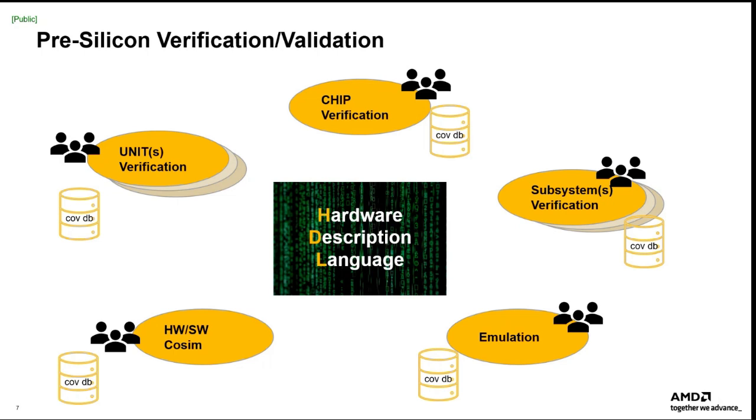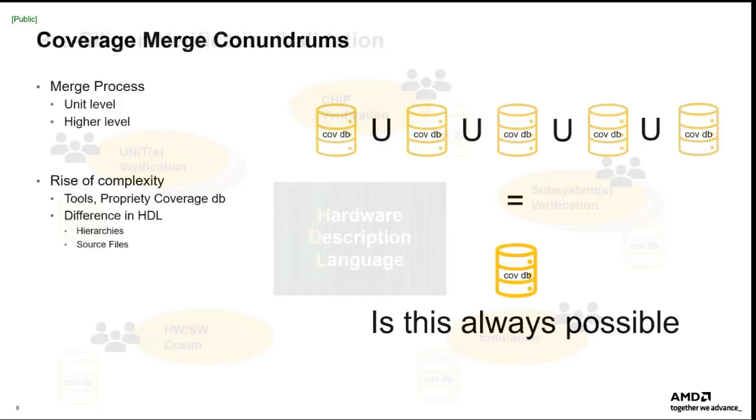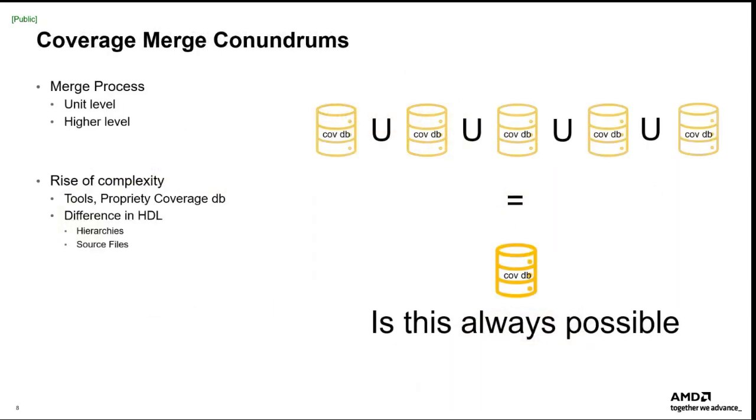What we can do is merge some of those databases, maybe not all of them at once, but we can merge some of them, and we can call it a union. So we can merge different cover databases from different teams to help each of the teams reach their coverage goals. The question here is, is that always possible? It might be possible, but it's never easy. So there are many issues.